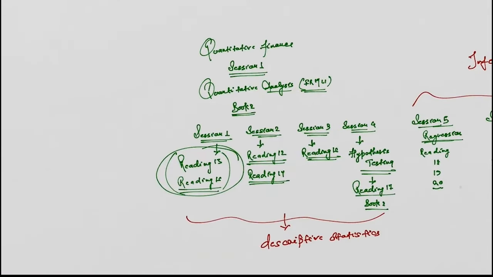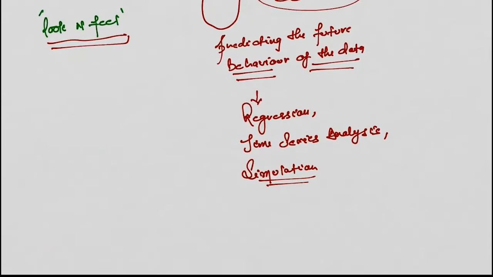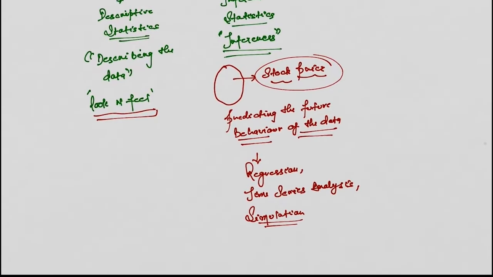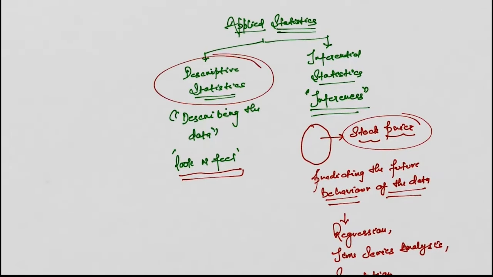And we are where? We are in this section. Inferential statistics is about predicting the future behavior of the data, but that fun. It is quite interesting, right? A lot of fun about predicting the future. But that fun cannot be enjoyed if you do not know descriptive statistics. If you are weak in descriptive statistics, you cannot have a good understanding of predicting the future behavior.